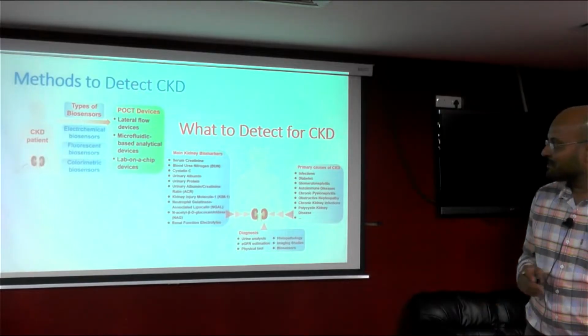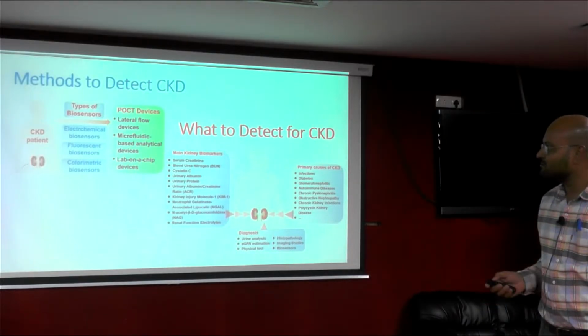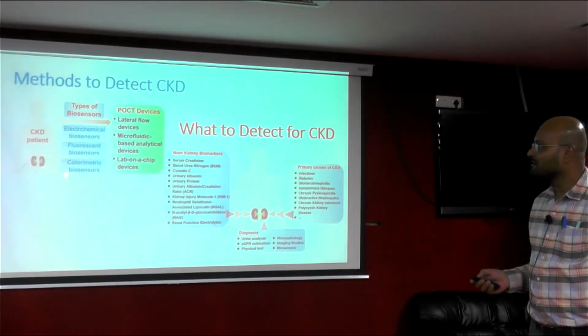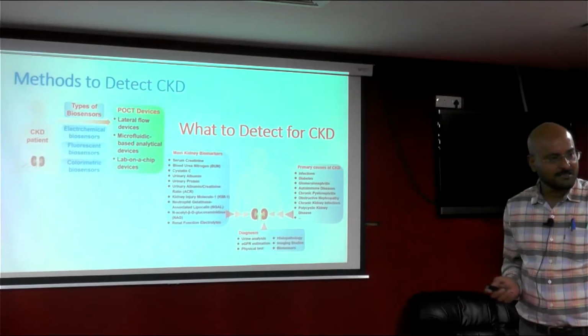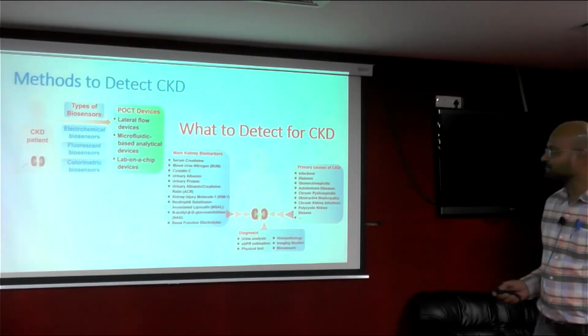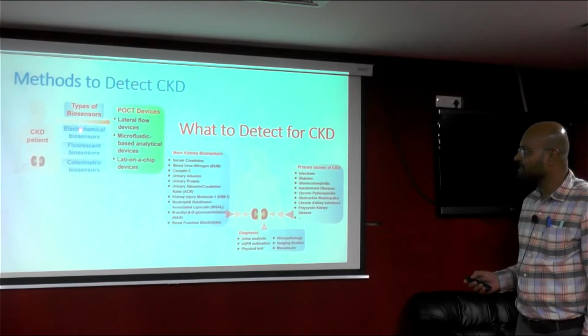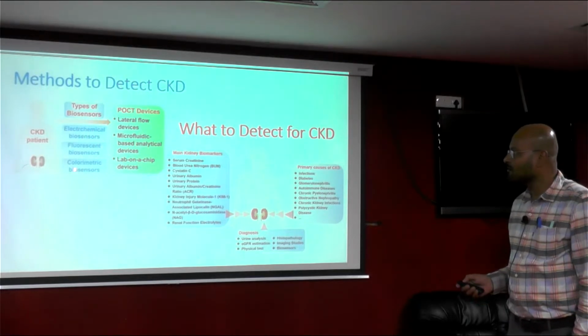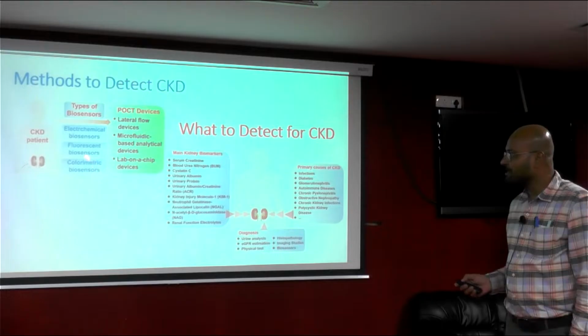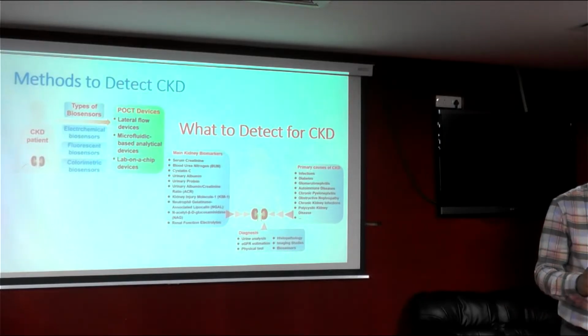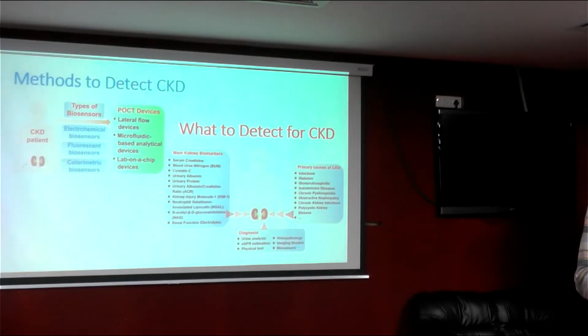So how to detect the kidney problem initially? There are various kinds of sensors which detect chronic kidney disease in the beginning itself. For CKD patients, the types of biosensor you have are electrochemical biosensor, fluorescent biosensor, and colorimetry biosensor. These are all biosensors available to detect the kidney problem at the initial stage.